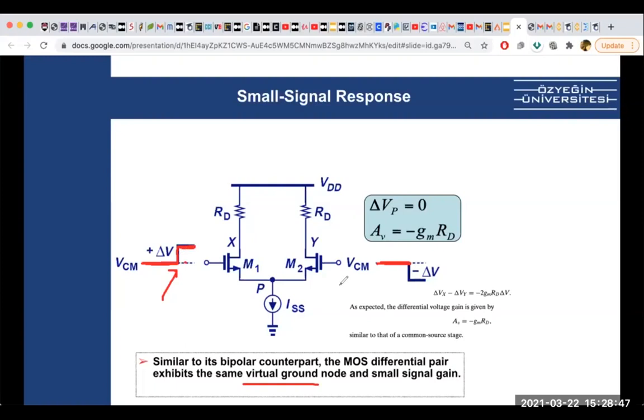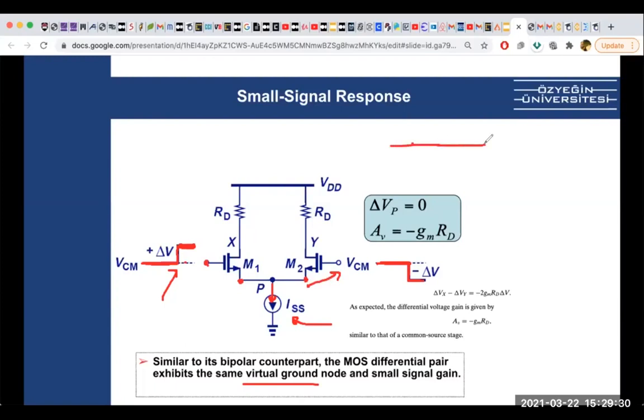And we apply the negative of that to the second port, right? When we do that, because this ISS is a fixed current, when this voltage increases, this voltage will kind of follow it. And then when this voltage decreases, it will try to follow this voltage. So you can think of it like this.